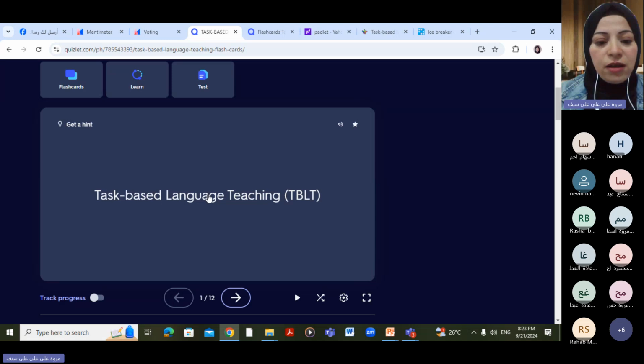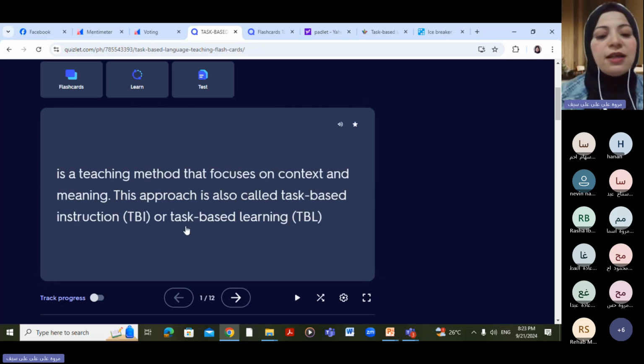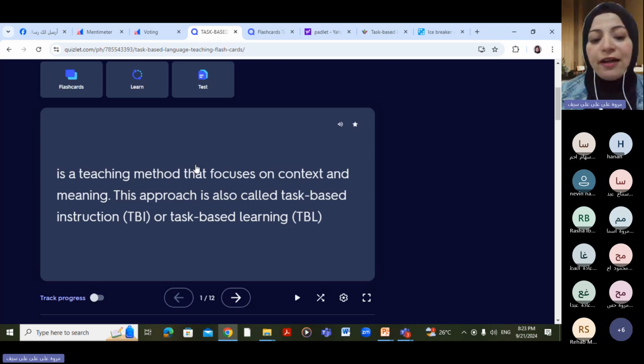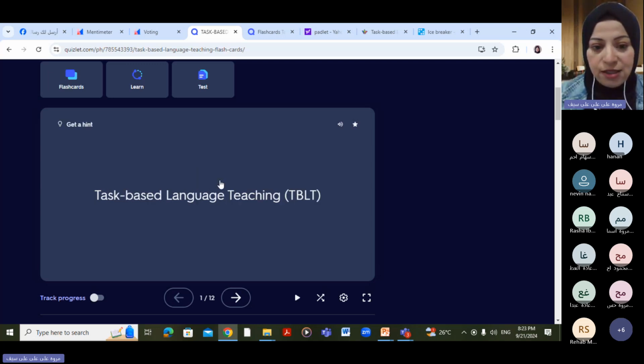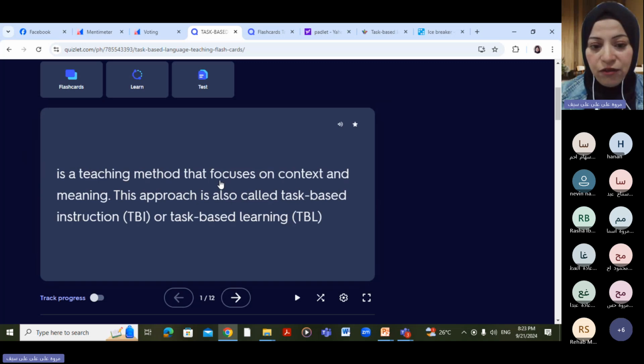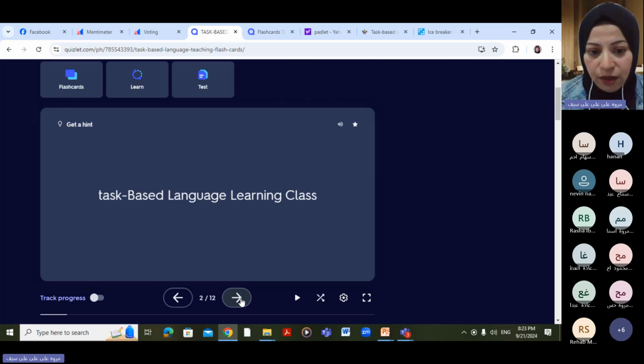So this is the concept, task-based language learning, referred to as TBLT, all right? I press it to find the definition of the task-based learning approach. It's a teaching method that focuses on context and meaning. This approach is also called task-based instruction, TBI, or task-based learning, TBL. When I press it, I have the concept, then the definition. I keep pressing. And then I go to this right arrow. Can you see the arrow? I press it, and it walks me through to the next flashcard.